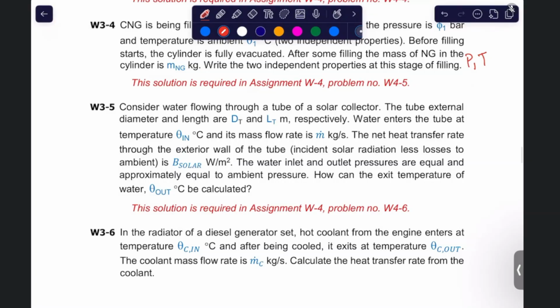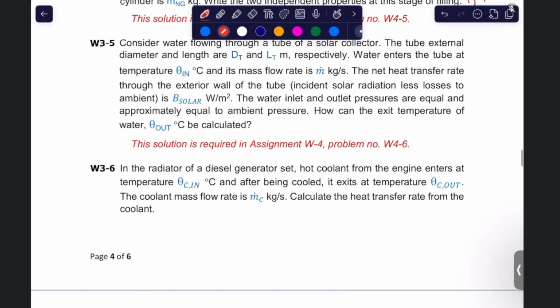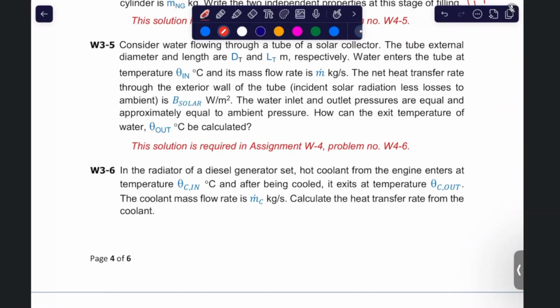Consider water flowing through a tube of a solar collector. The tube external diameter and length are dt and lt respectively, given in meters. Water enters the tube at temperature theta inlet in degree centigrade, and its mass flow rate is m dot kilogram per second. The net heat transfer rate through the exterior wall of the tube, where the incident solar radiation less losses to ambient, is B solar watt per meter square. So power per area is given, so heat transfer per area.